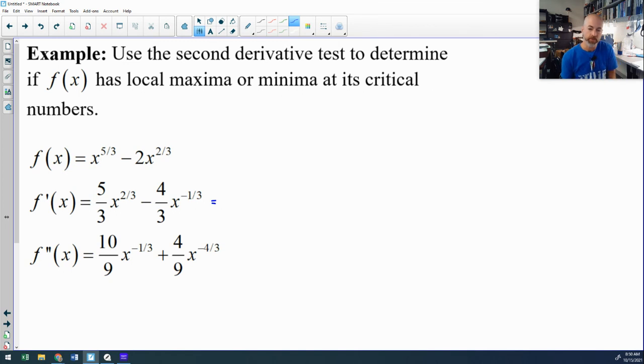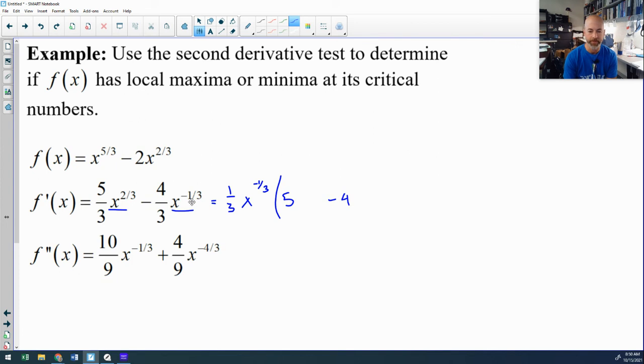And so to factor this first derivative, you must take out whatever x's they have in common, and you always factor out the x with the lower exponent. So we're going to take out an x to the negative 1/3. And an optional thing to factor out that will make it a little bit cleaner, I'm going to take out the 1/3 as well. So when I do take out that 1/3, I will have a 5 and I will have a minus a 4.